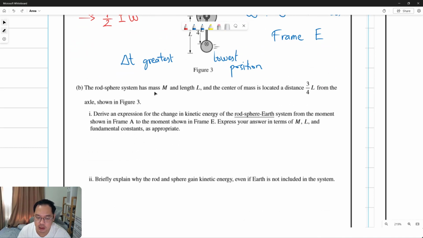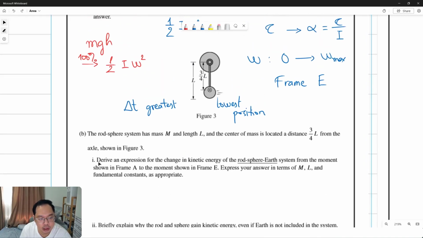The Ross sphere system has a mass big M and length L, and the center of mass is located at a distance 3/4 L from the axle, shown in figure 3. Derive an expression for the change in kinetic energy of the Ross sphere system from the moment shown in frame A, meaning when the sphere is on the top, to the moment shown in frame E at the bottom. Express your answer in terms of M, L and fundamental constants as appropriate.